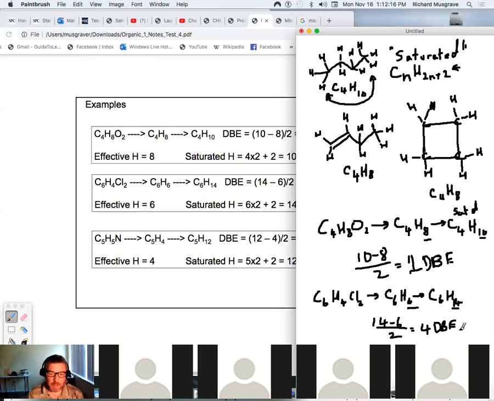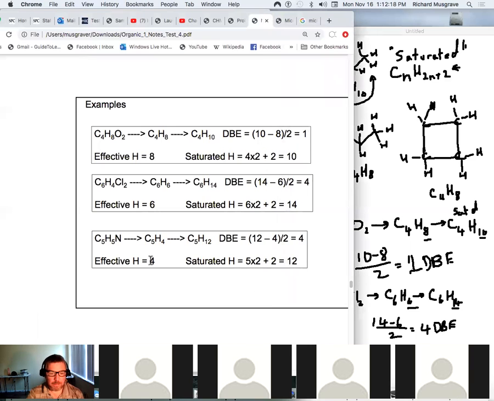And the last one here has nitrogen in it, C5H5N. Now the rule is for each nitrogen, you take away a hydrogen, so it becomes C5H4. If it was saturated, it'd be C5H12. So that would mean it was going to be 12 minus 4, divided by 2, which is 4 again. Does anybody have any questions?